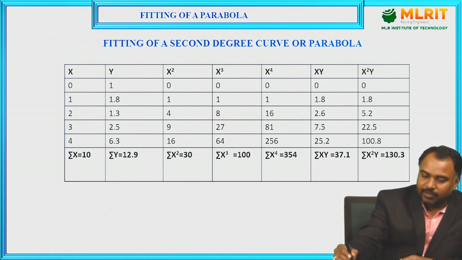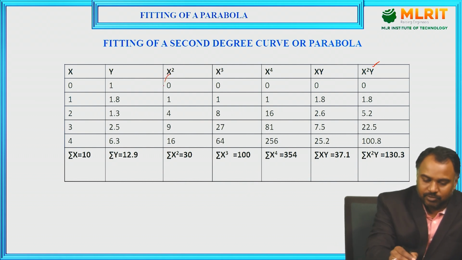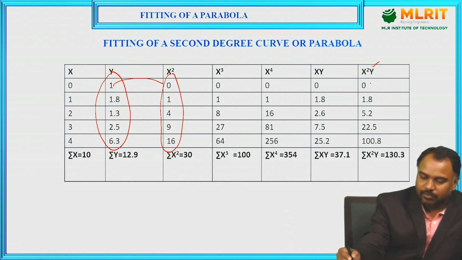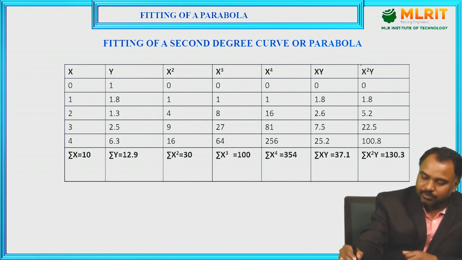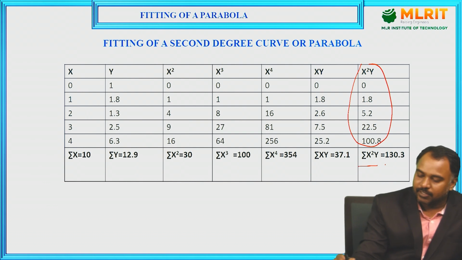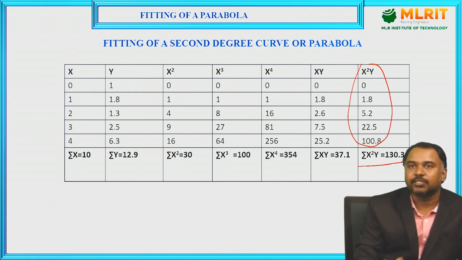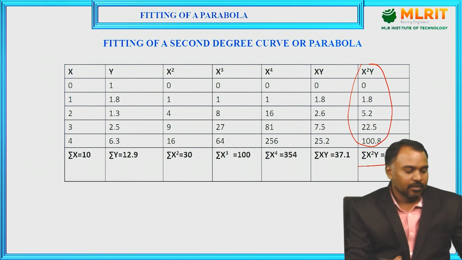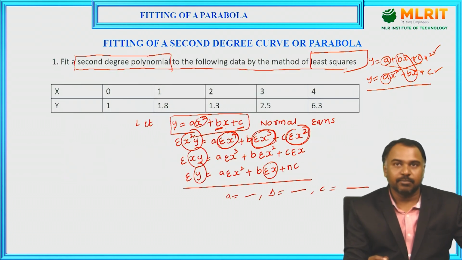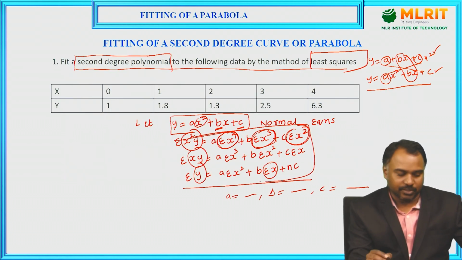Similarly, we require summation x square y. The x square column is there, and the y column. We need to multiply each and every element: 0 into 1 is 0, 1 into 1.8 is 1.8, 4 into 1.3 is 5.2, 9 into 2.5 is 22.5, 16 into 6.3 is 100.8. The sum of all these observations, summation x square y, is 130.3. After finding all these, we are going to substitute them in these particular equations.